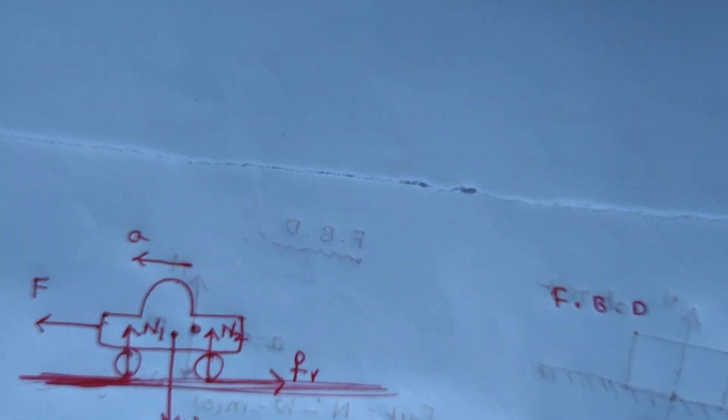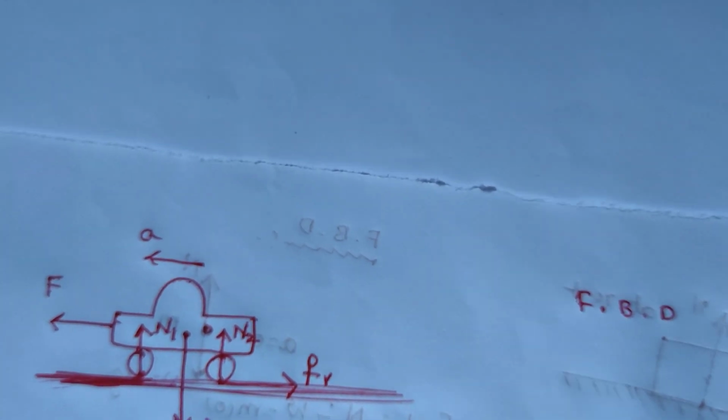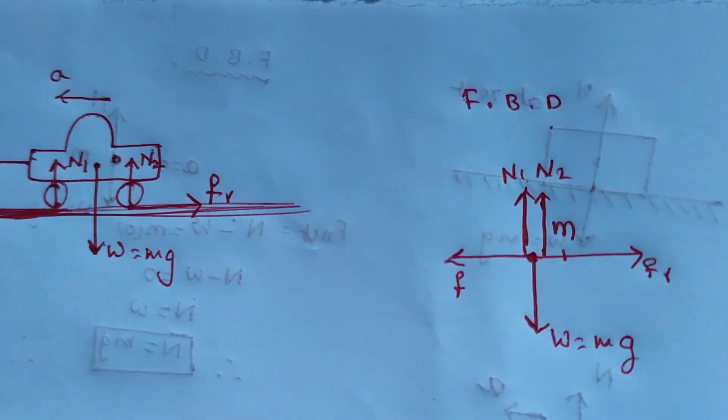So total mass of car we have to represent M. How many forces acting? So total 5 forces. One force, applied force F. Another one, frictional force. Two normal forces are acting. We have to represent like that, N1, N2. So one force acting downward direction, W equal to mg.